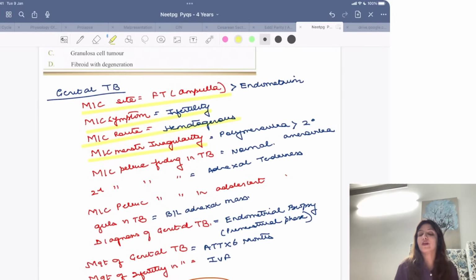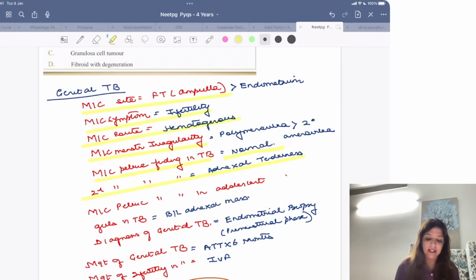Most common menstrual irregularity which you see in genital TB is polymenorrhea followed by secondary amenorrhea. Most common pelvic finding which you get in genital TB patient is normal. You will not get anything, a normal pelvis. Second most common pelvic finding is an adnexal tenderness.